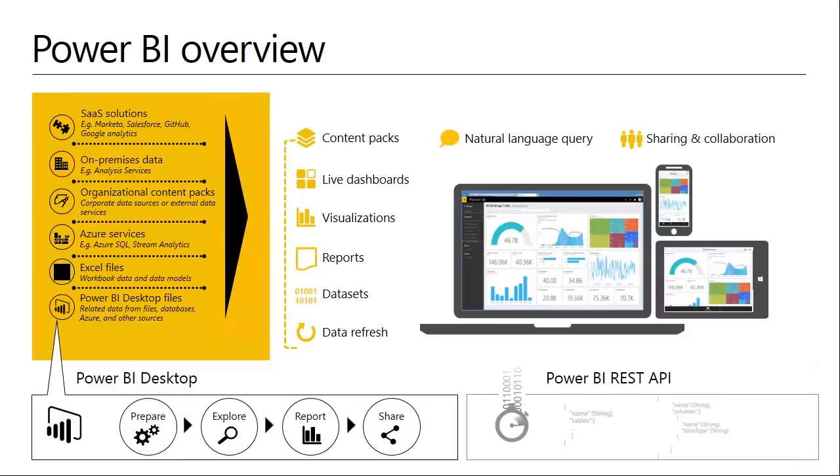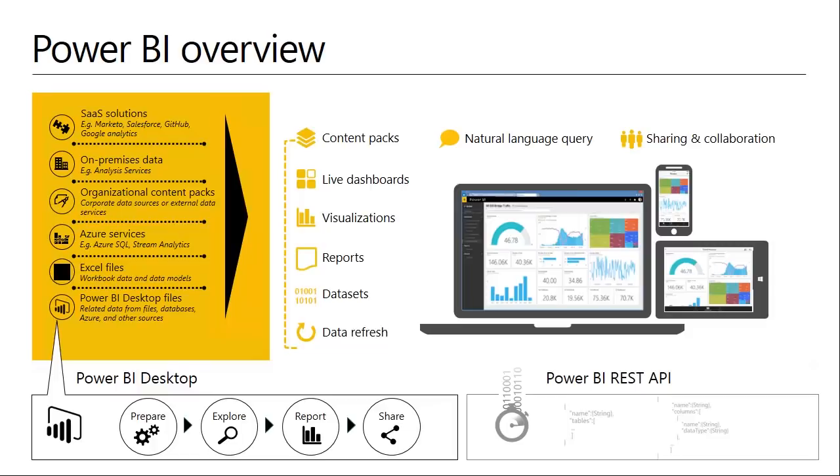Recall in the first module, as an overview of Power BI, we saw that any source of data, whether it's software as a service applications, on-premises data models, organizational content packs used to distribute content within the organization, Azure services, Excel files, and Power BI desktop files could all be potential data sources used by the Power BI service. We saw that dashboards could be created based on datasets and reports, and natural language querying could be used to ask questions and to deliver responses that could be pinned back to dashboards.